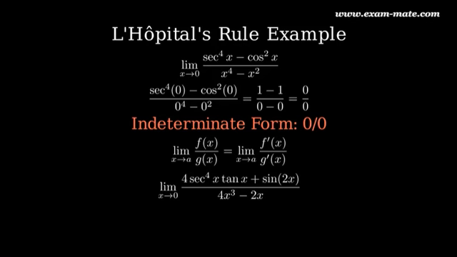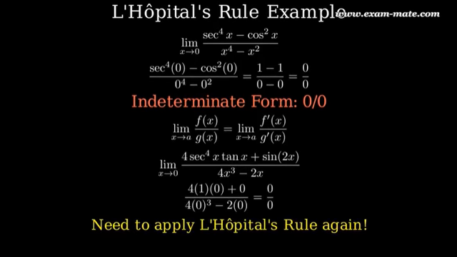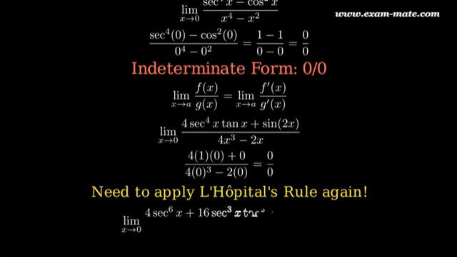Let's try to evaluate this new limit. When we substitute x equals 0, we get 0 over 0 again. This means we need to apply L'Hopital's rule a second time, taking the derivatives again. The numerator becomes 4 secant to the sixth x plus 16 secant cubed x tangent cubed x plus 2 cosine of 2x. The denominator becomes 12x squared minus 2.